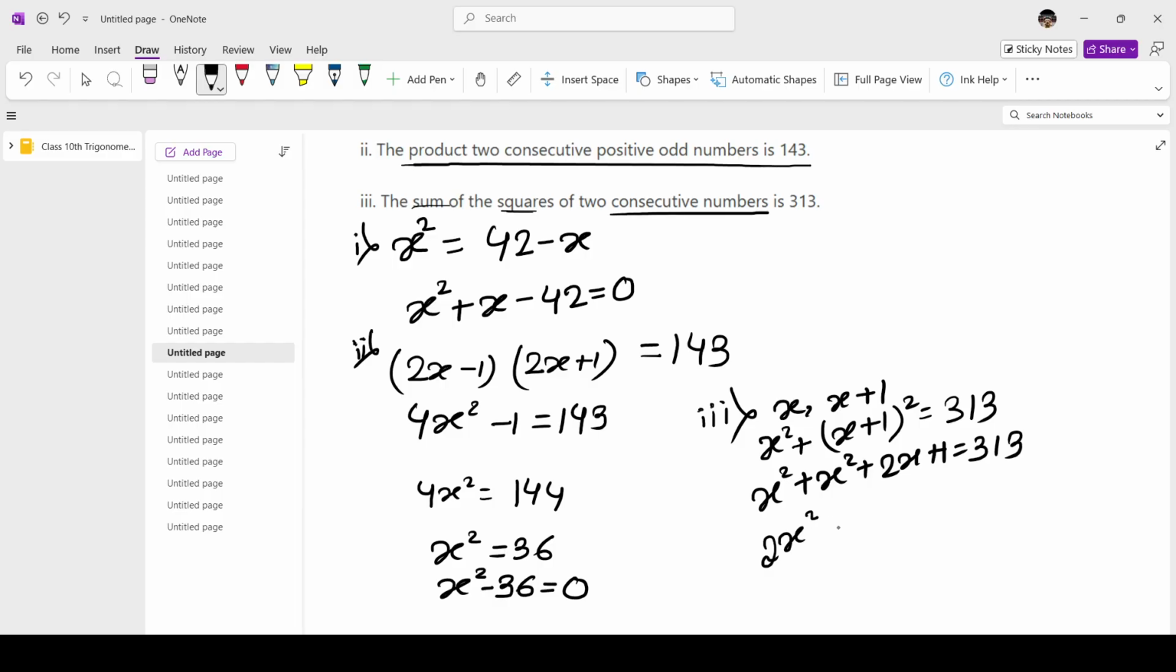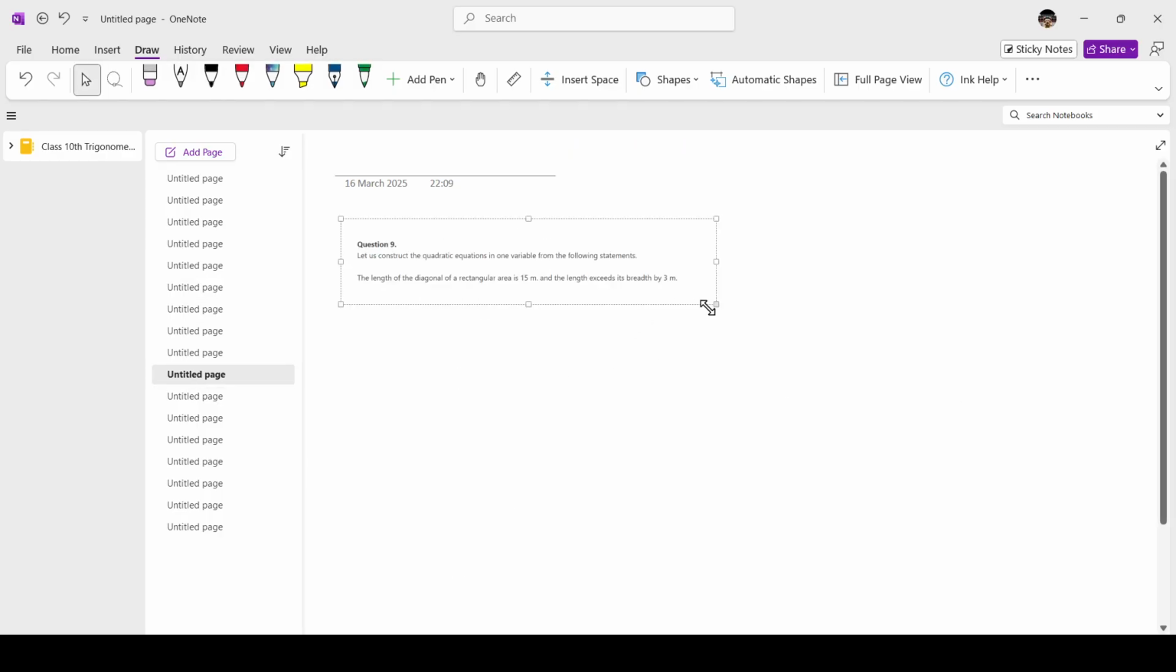You have x square plus 2x is equal to 3 1. If you take 2 common, this will become x square plus 2x minus 10 is equal to. Okay, now let's go to the next question.